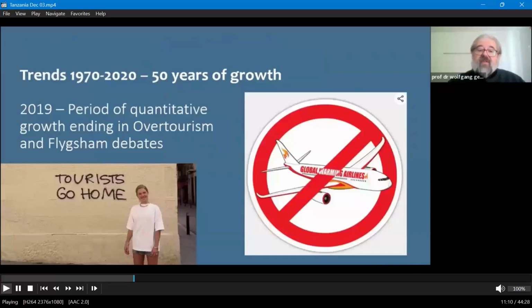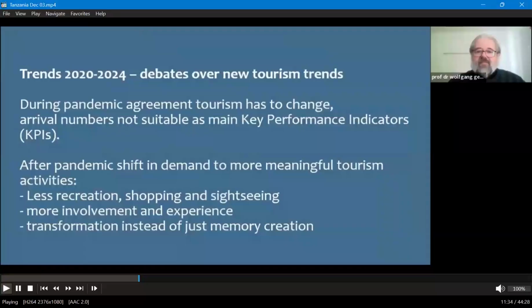So where did this end? Well, it ended with the pandemic, but even before, we saw big debates about over-tourism, local people getting fed up with tourism development, and political discussions that you have to be ashamed to use an aircraft because you are contributing to global warming and pollution. During the pandemic, a lot of discussions and debates went on, and everybody agreed that using just arrival numbers, just how many people are coming, as a key performance indicator is not working, and that you need a more differentiated approach.